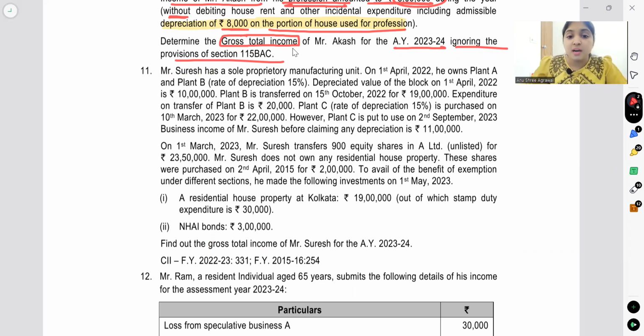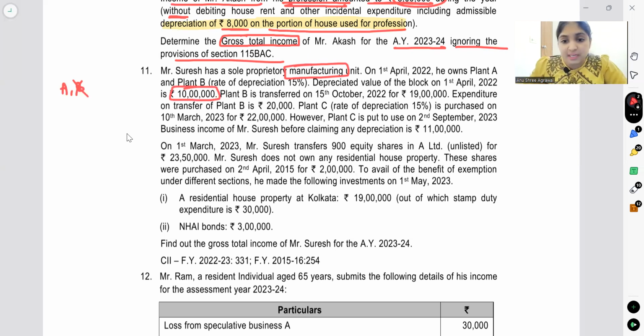Mr. Suresh has a sole proprietary manufacturing unit. On 1st April 2022, he owns plant A and plant B. Depreciated value of the block on 1st April 2022 is 10 lakhs. So opening WDV they have given us. Then plant B is transferred on 15th October 2022 for 19 lakhs. Expenditure on transfer of plant B is 20,000.